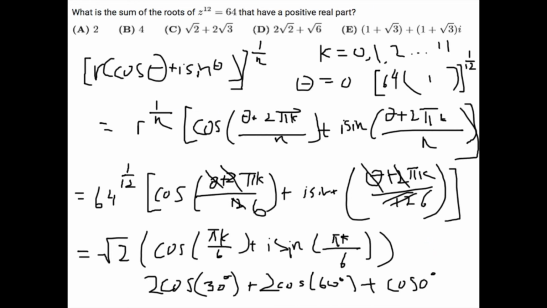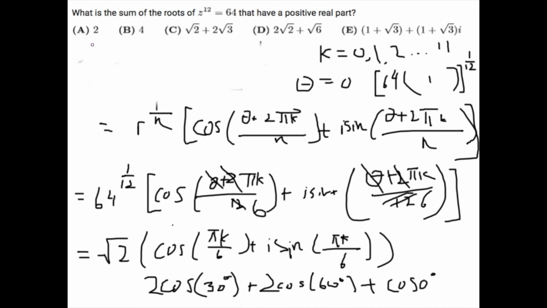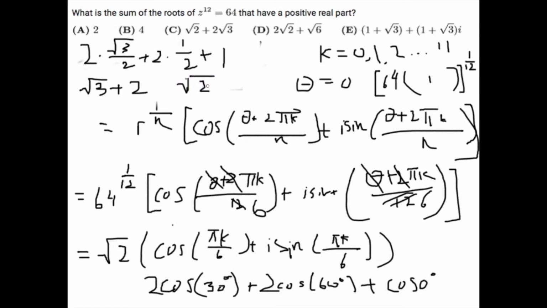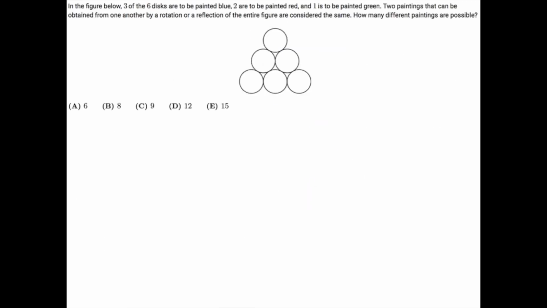I'll make some space real quick. So writing this out, we have 2 times square root of 3 over 2 plus 2 times 1/2 plus 1. And this is going to give us square root of 3 plus 2. However, we have to remember to multiply by the square root of 2, which will give us square root of 6 plus 2 root 2. And that is D.